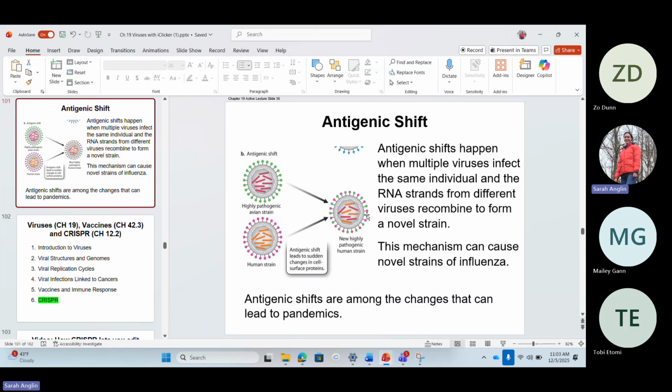And in these types of situations, because it's brand new, it's not circling out in the population, nobody in the population has any type of immunity to this. So you're going to see things like pandemics happen when antigenic shift takes place.